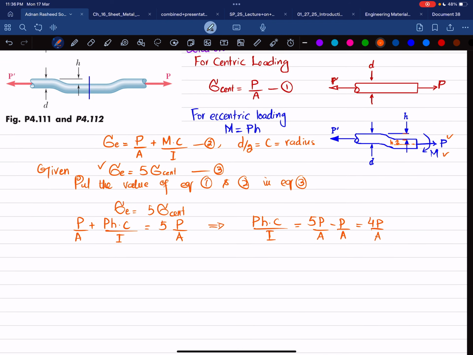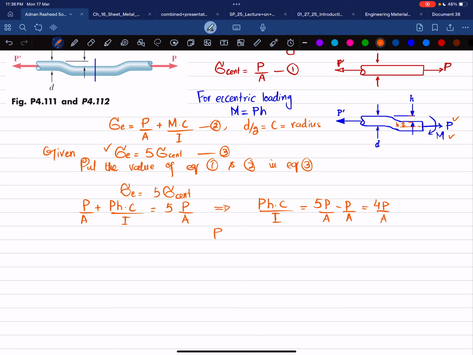Again, I will write P into H into C divided by I will be equal to 4P divided by A. So P will cancel with this P, and what we need is this H. So this H will be equal to 4 times I, the second moment of inertia, divided by A multiplied by C.